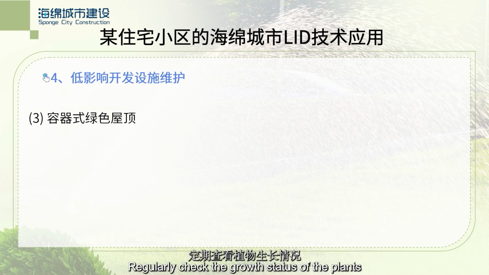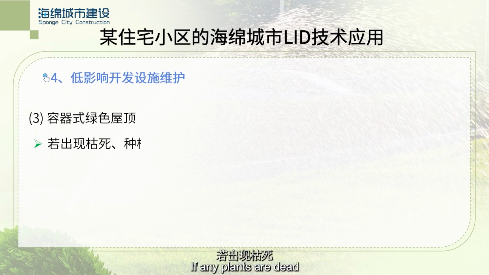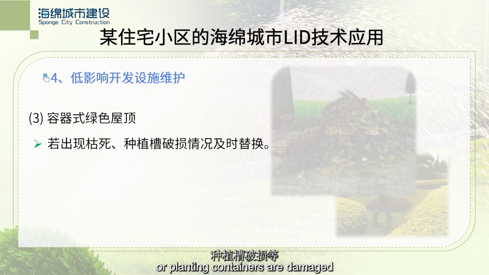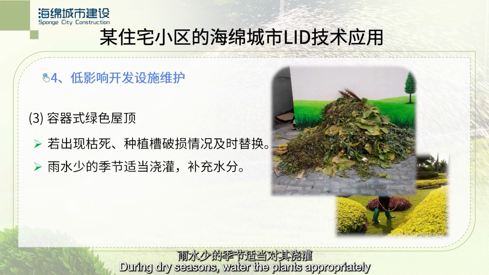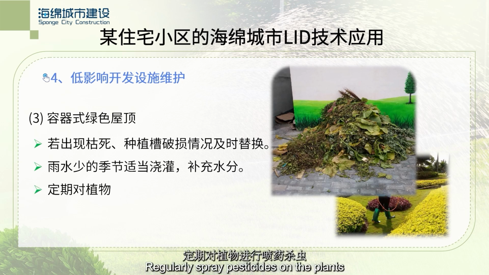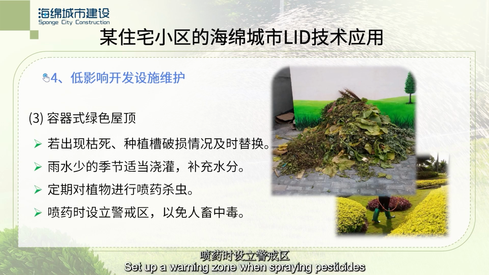Maintenance of the container-based green roof is as follows. Regularly check the growth status of the plants. If any plants are dead, or planting containers are damaged, they should be promptly replaced. During dry seasons, water the plants appropriately to supplement moisture. Regularly spray pesticides on the plants. Set up a warning sign when spraying pesticides to prevent poisoning of humans or animals.